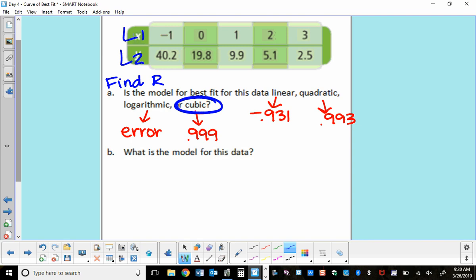And then it says, what is the model for this data? The model is very long because for cubic, you need ax cubed plus bx squared plus cx plus d. So cubic is really long. We're not going to go through all that because a lot of it's decimals.